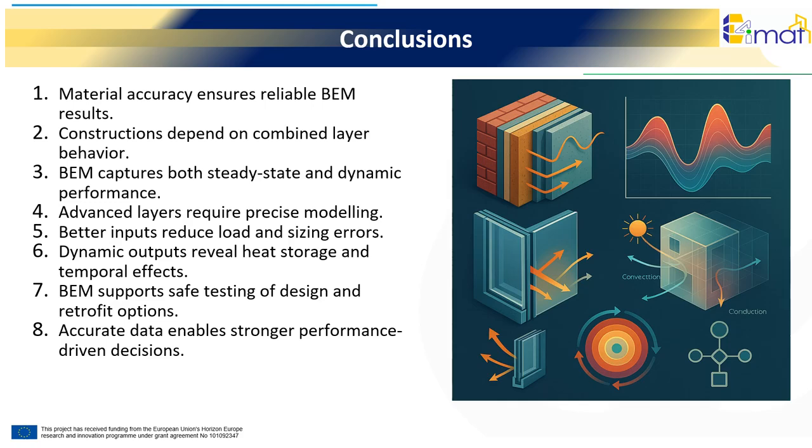As we conclude this module, let's recap the key insights on the role of material characterization in building energy modeling. The first point is that accurate material data is essential. A BEM can only produce reliable results when the thermal properties of each layer are defined with precision, because even small inconsistencies can influence predicted loads, temperatures, and overall performance. Second, constructions behave as the combined effect of all their material layers.